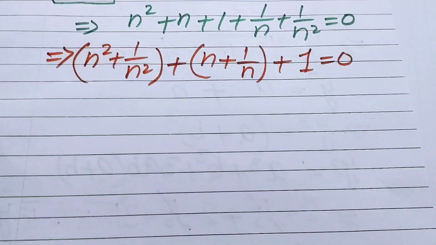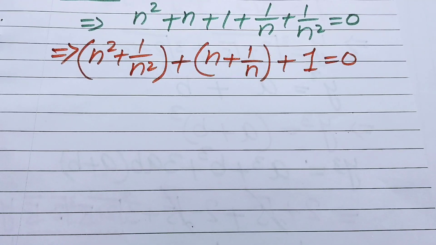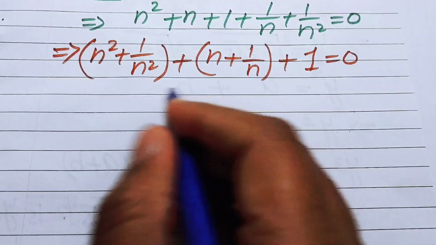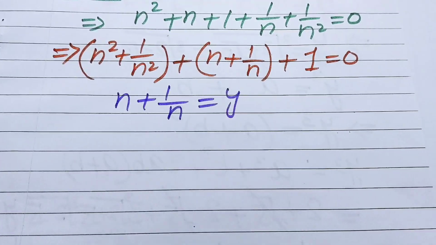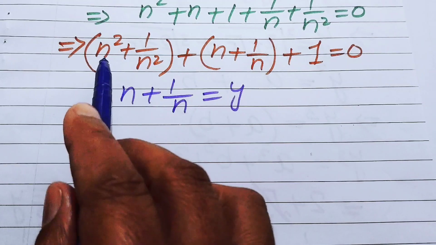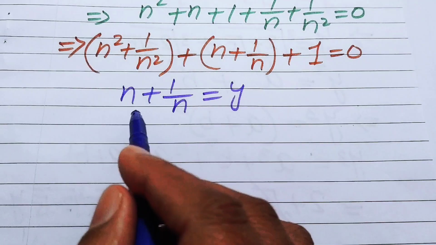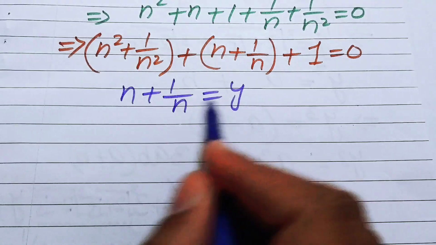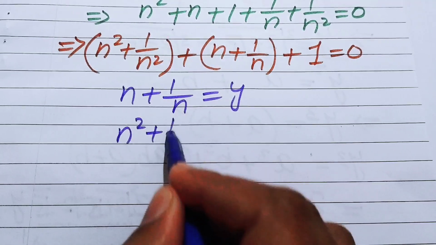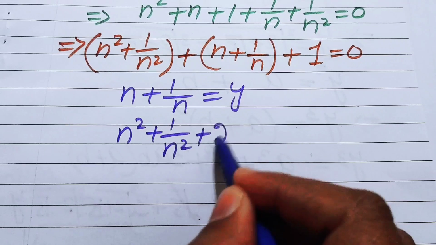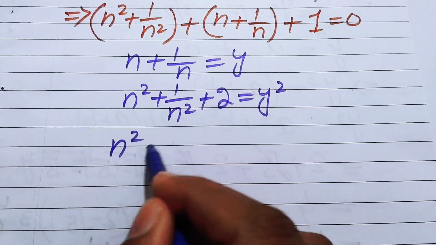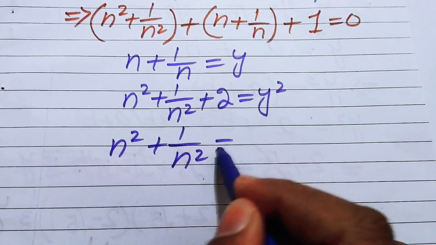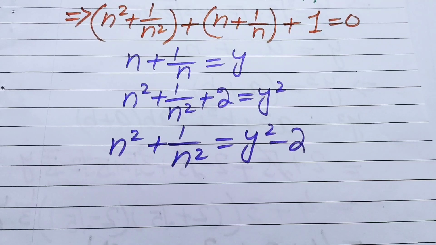So in the next step we need to simplify the terms, and first we take n plus 1 over n equals y. And now we find the value of n square plus 1 over n square here, so we take the square on both sides, and you get n square plus 1 over n square plus 2 equals y square, so that here you get the value of n square plus 1 over n square equals y square minus 2.